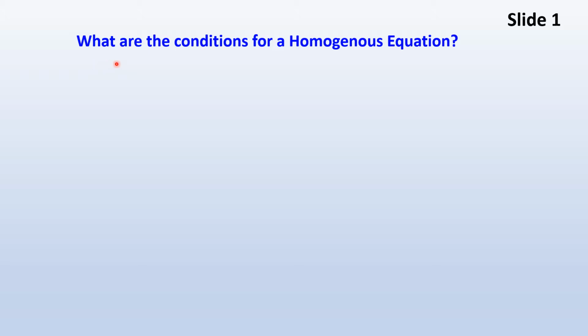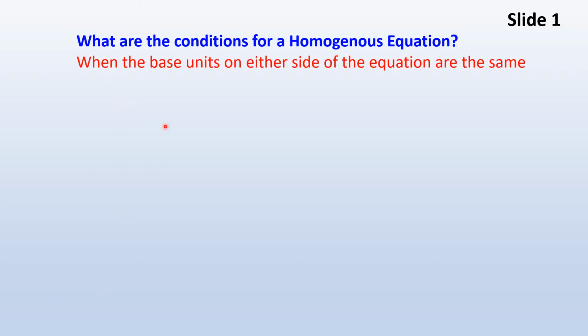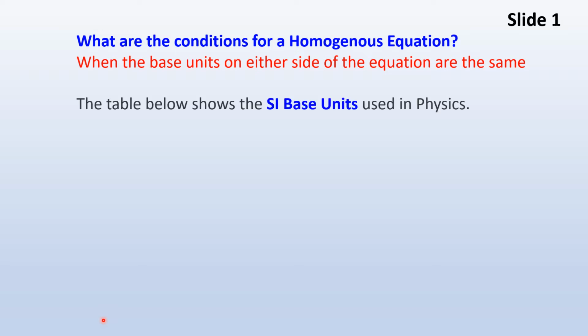What are the conditions for a homogeneous equation? When the base units on either side of the equation are the same. Now the question is, what are the base units? So the table below shows the SI base units used in physics.